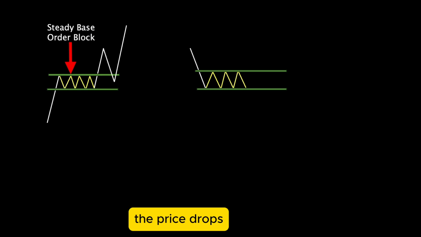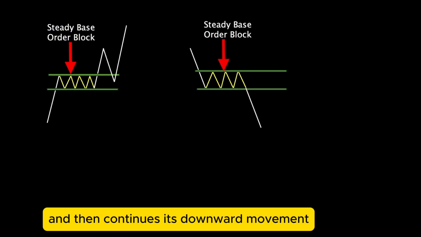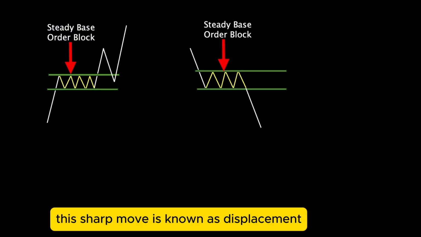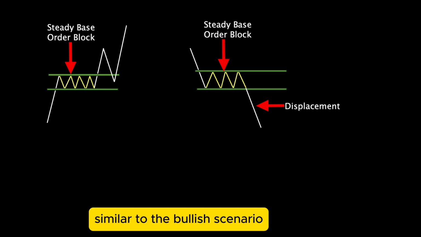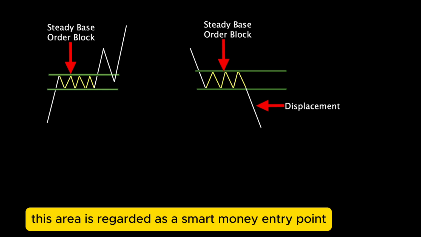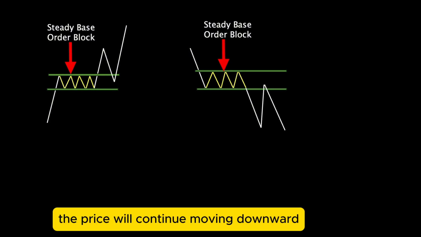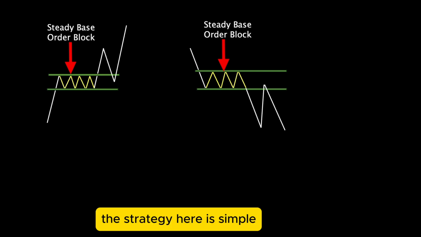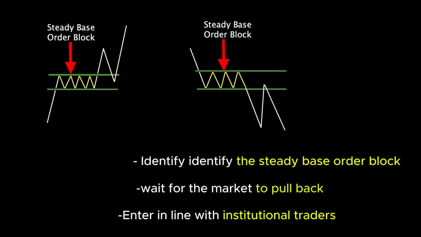The price drops, enters a phase of accumulation or consolidation, and then continues its downward movement with strong momentum. This sharp move is known as displacement, indicating smart money involvement. Similar to the bullish scenario, this area is regarded as a smart money entry point. When the market retraces back to retest the zone, there's a high probability that the price will continue moving downward. The strategy here is simple. Identify the steady base order block, wait for the market to pull back, and enter in line with institutional traders to take advantage of the next likely move.